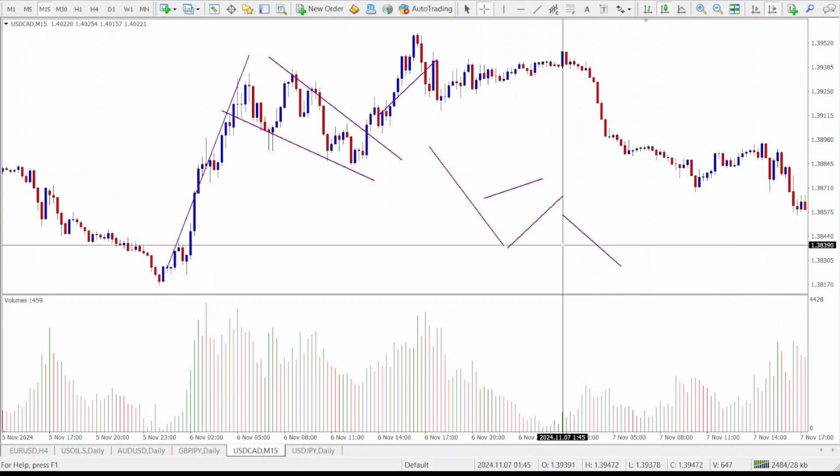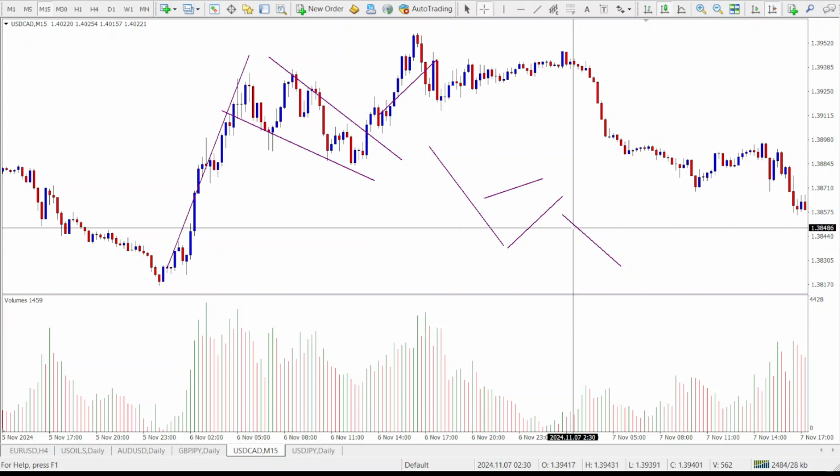Now, to sum it up, scalping chart patterns are a fantastic tool for traders looking to make quick short-term trades. By understanding patterns like triangles, flags, and pennants, and combining them with good risk management, you can improve your scalping strategy and make more informed trading decisions.